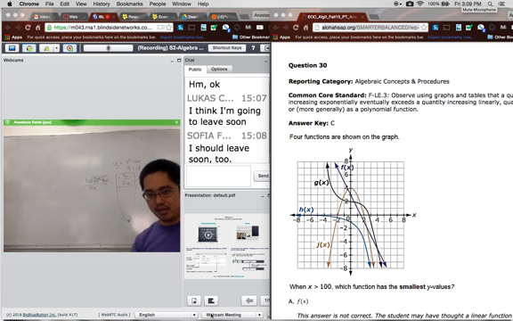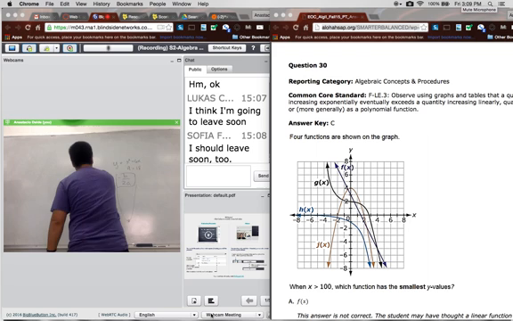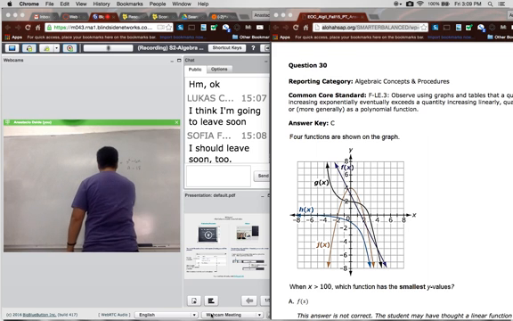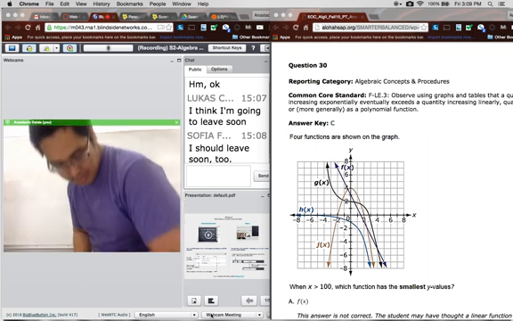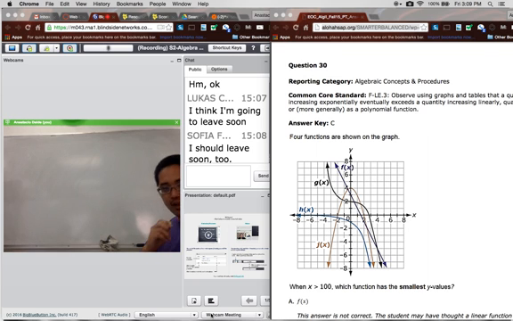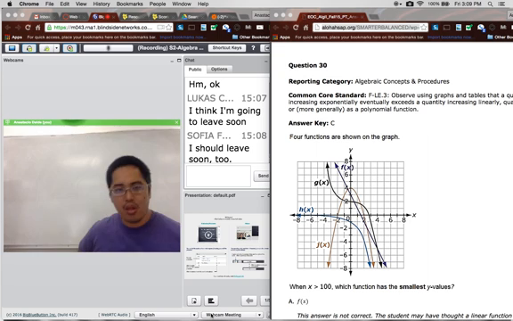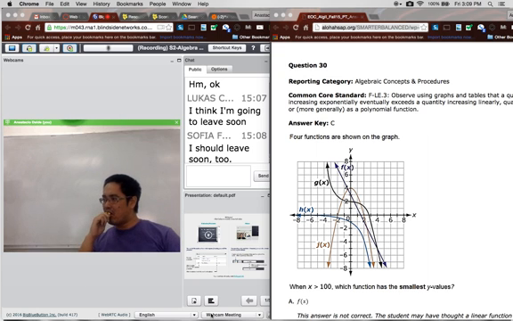Number 30. It's got a bunch of ugly looking graphs and it looks all extremely confusing. And the question is, which one of these graphs has the smallest y value at a large x value? So really, we covered this when we covered the topic of end behavior. Do you remember that?